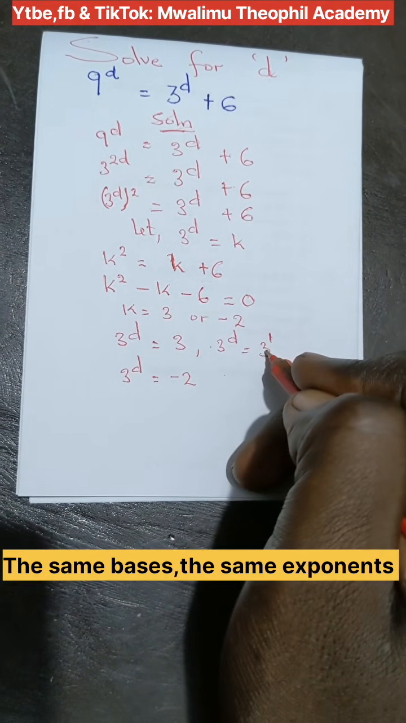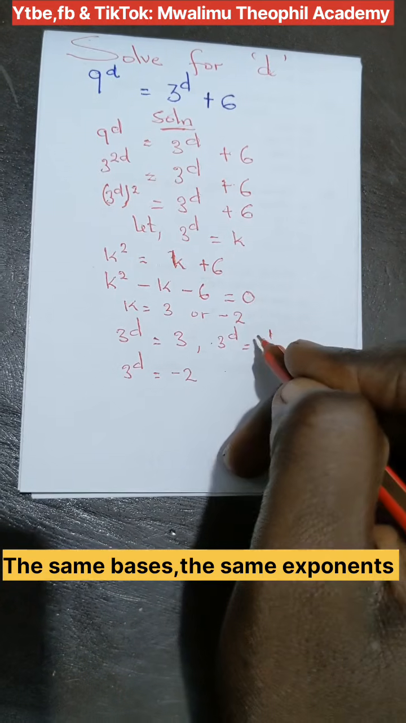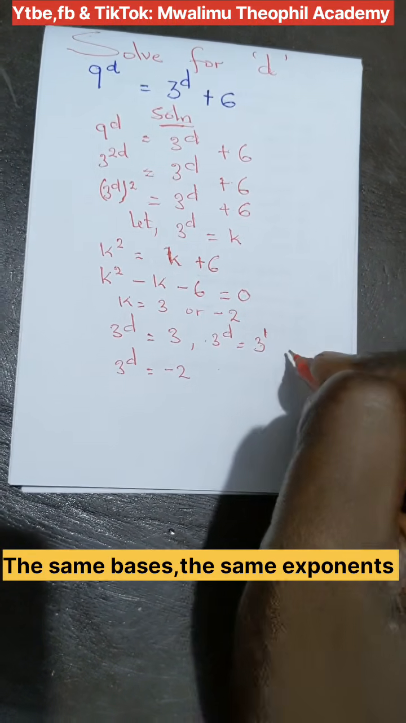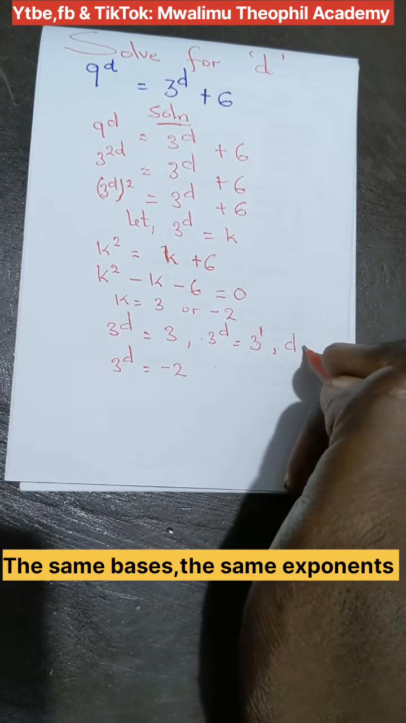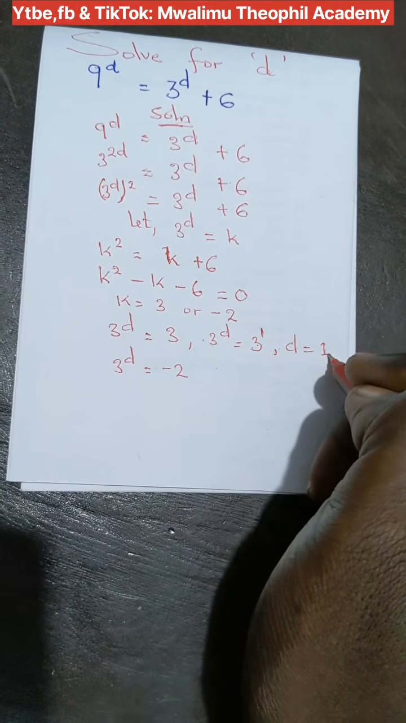The same base means the same exponent. So it means that the value of D will be equal to what? To 1. So here, D is equal to 1.